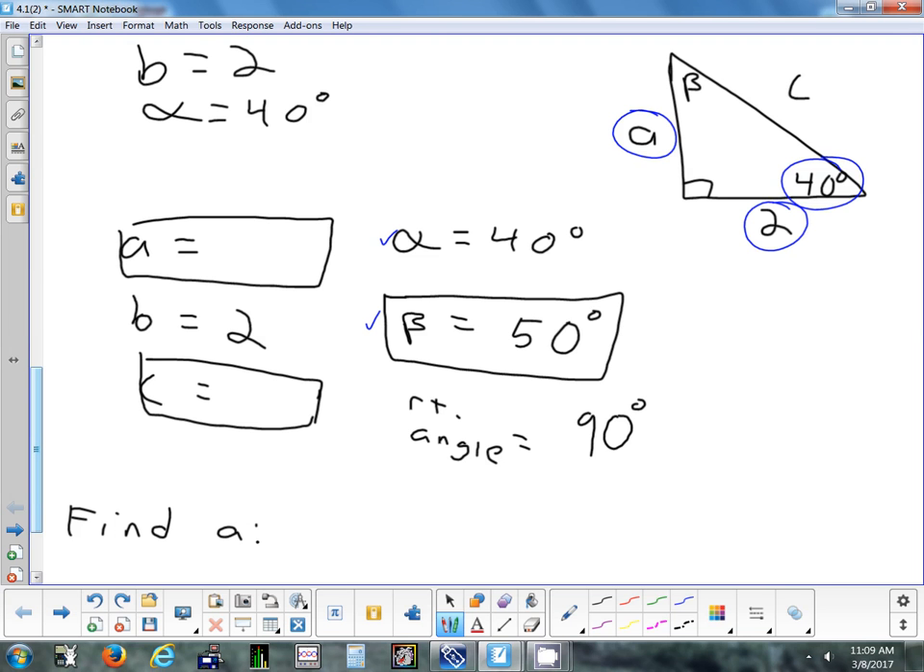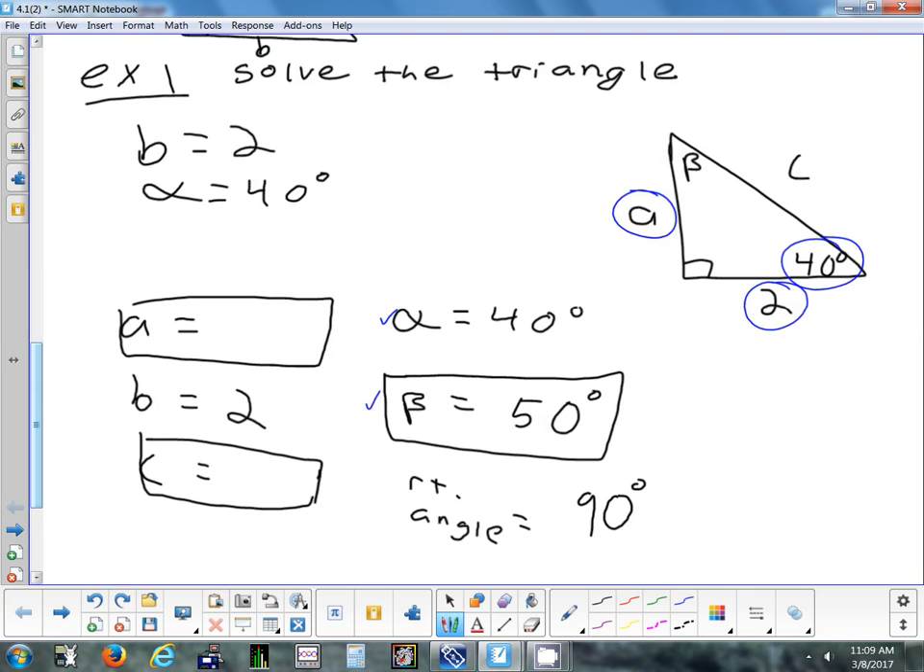When we solve a triangle, we try not to use something we calculated, just in case we made a mistake, to find something else. We're always going to go back to the information that was given to us. Okay, so let's go back to the diagram looking at what I've circled. I want to figure out the names of the two sides that I'm working with: the side that I know, which is 2, and the side that I want to know, which is A.